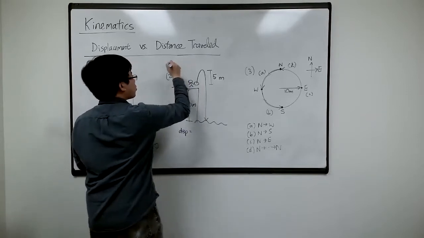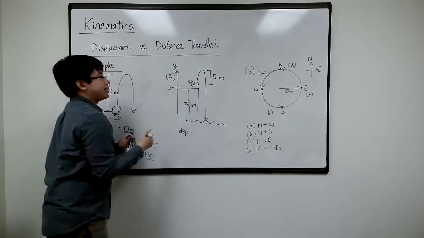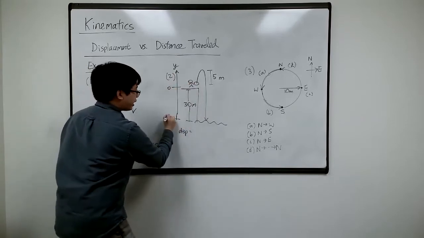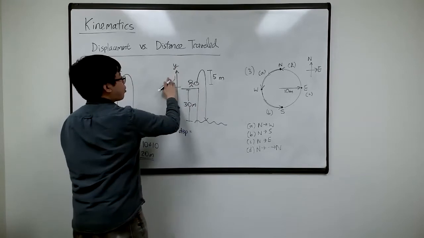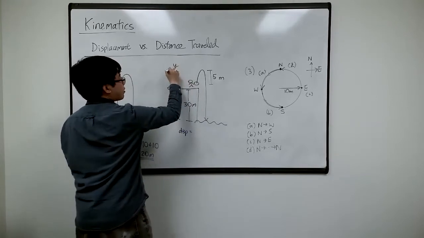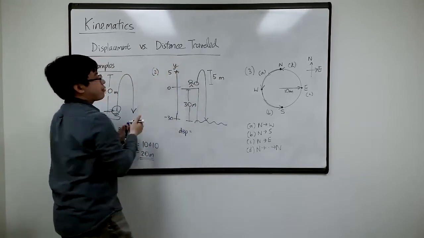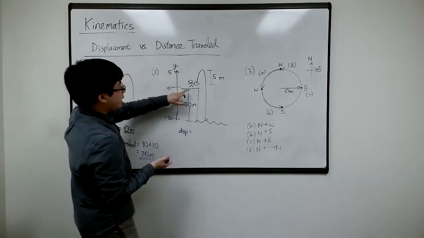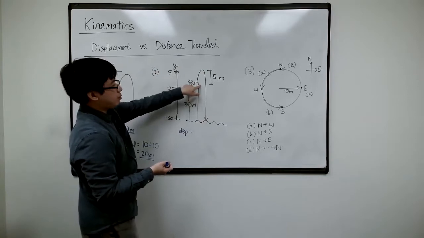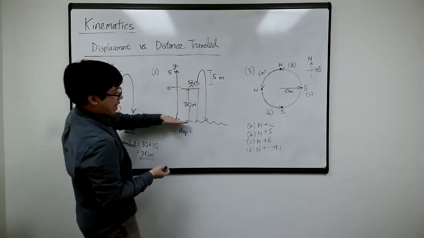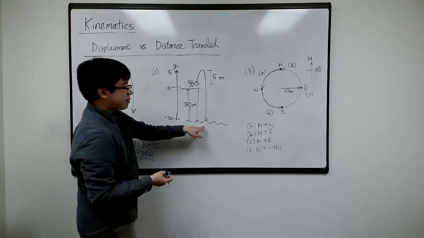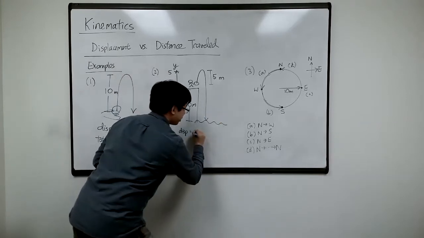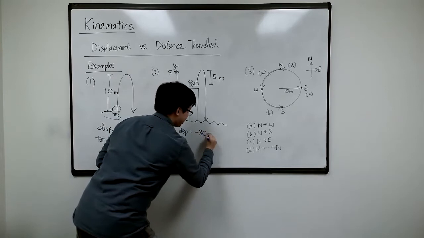Okay, so I'll call this y, right? And I'm going to call this 0. So my starting point here is 0. And this point over here is minus 30. And this point over here, the highest point of where the rock goes, is 5. Okay, so the displacement is really the final point minus the initial point. The initial is at 0. So the displacement is just this part, but it's in the negative direction. So it's negative 30 meters.